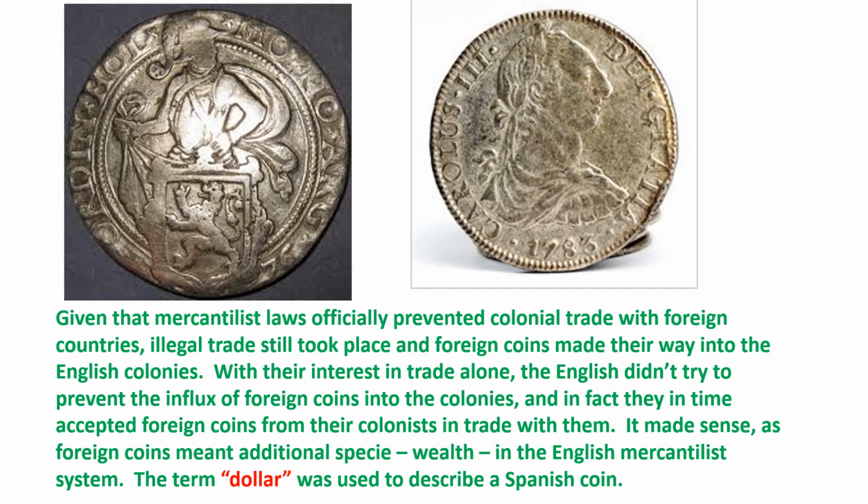As I've said, given that mercantilist laws officially prevented colonial trade with foreign countries, illegal trade still took place and foreign coins made their way into the English colonies. With their interest in trade alone, the English didn't try to prevent the influx of foreign coins into the colonies, and in fact, in time, they accepted foreign coins from their colonists and trade with them. It made sense, as foreign coins meant additional specie, wealth, coming into the English mercantilist system. And if it's a foreign coin, it's a competitor's specie coming into your system. As a matter of fact, interestingly, the term dollar was used to describe one such coin, a Spanish coin that made its way into the English mercantilist system.